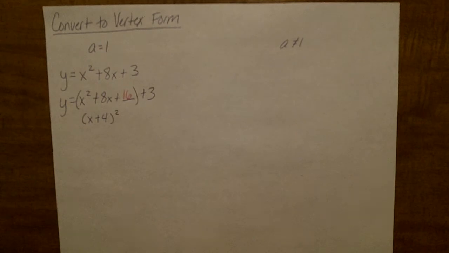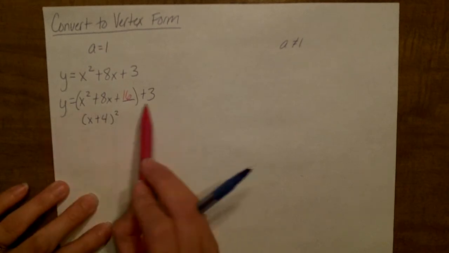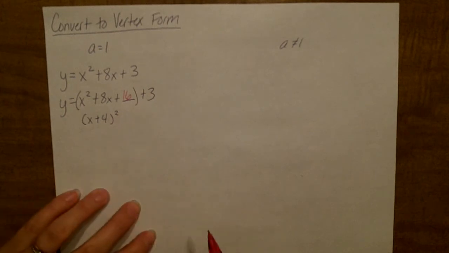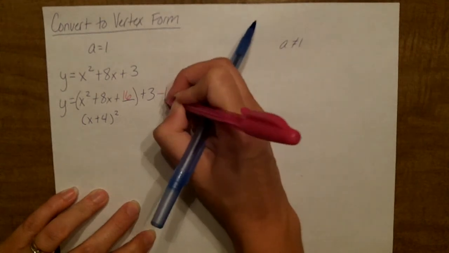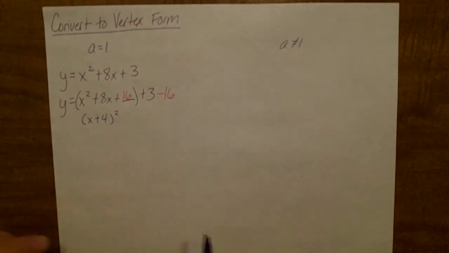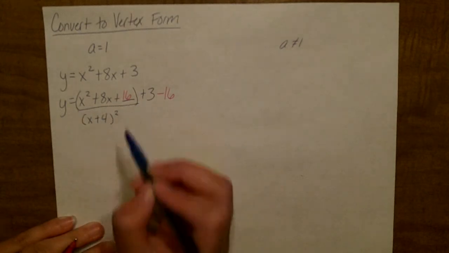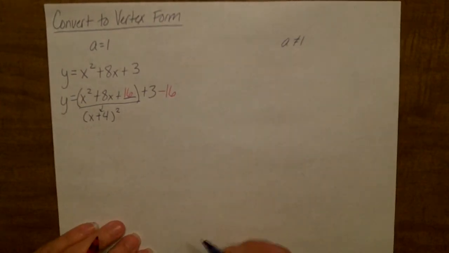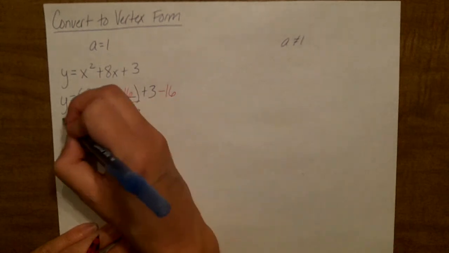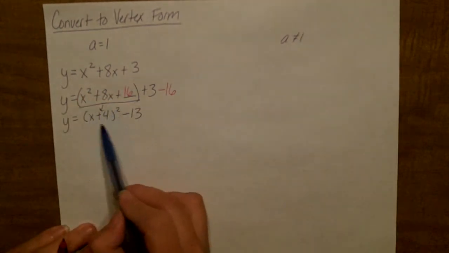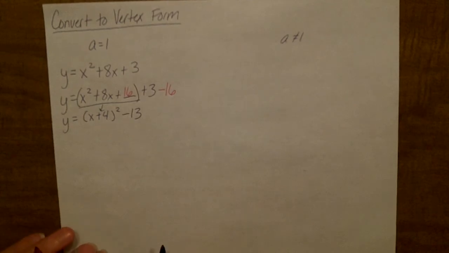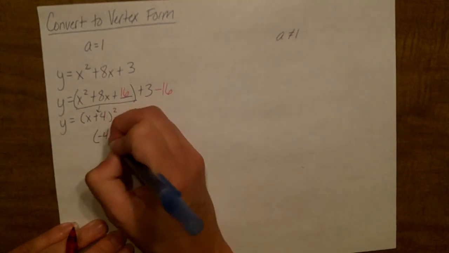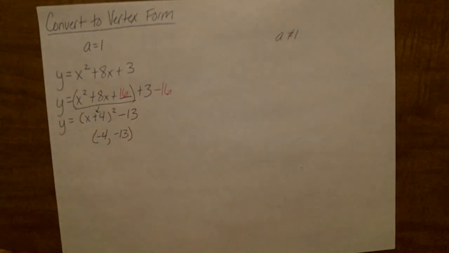But we all know we can't just add a 16 whenever we feel like it. This is an equation. It has to stay equal. So if I've added a 16 here, I need to balance that out and keep my equation equal by subtracting a 16 on the end. Then I can have these 3 terms factor to (x + 4)^2. These 2 numbers on the end will combine to give me a negative 13 on the end. I have created my own perfect square with a constant term left over. This is vertex form. I can now tell that my vertex must be at negative 4, negative 13.